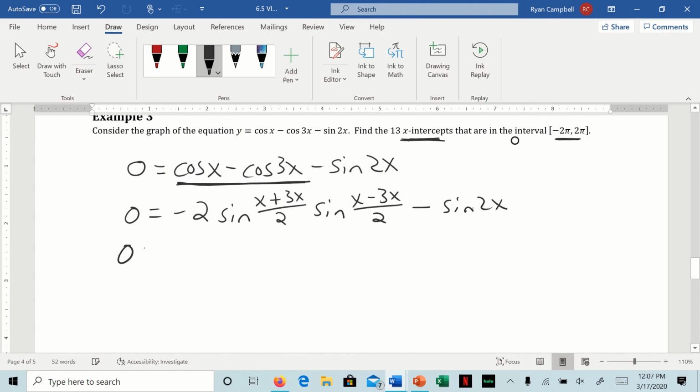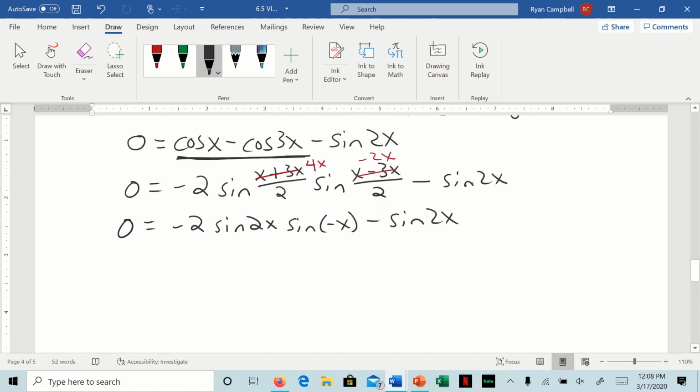Good. So we got negative 2. So x plus 3x, we see that's just going to be 4x. 4x divided by 2 is 2x. x minus 3x is going to be negative 2x. Negative 2x divided by 2 is going to be sine of negative x. All right. So now we have a product and we have a subtraction.